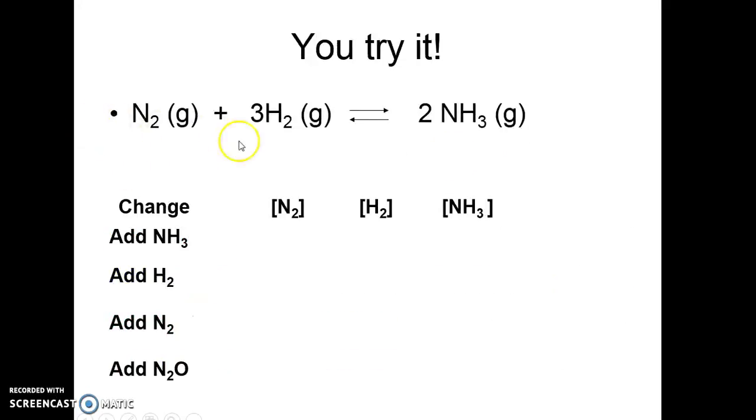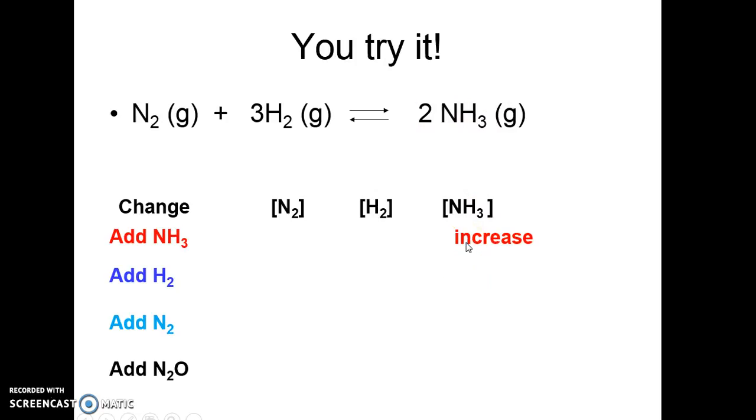Now you go ahead and look at this equilibrium and try to predict what will be the change in equilibrium when you add these things. I've changed the colors of these so you can follow what I'm saying better. We're going to be adding ammonia first. So I'm adding this reagent. What happens?